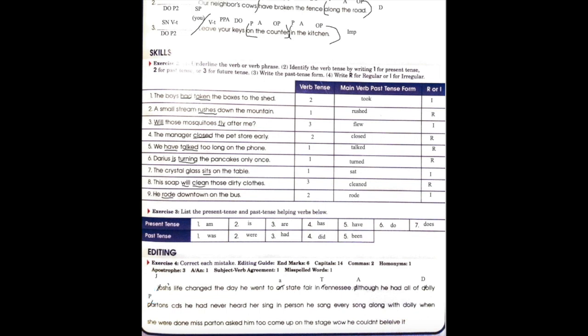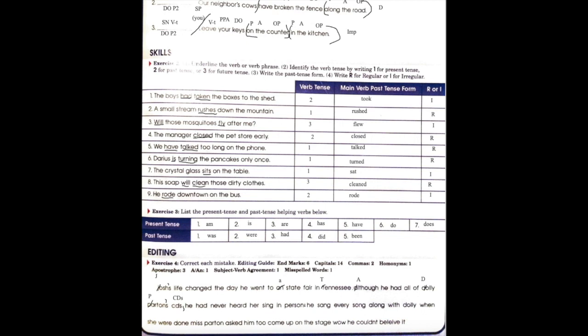Dolly Parton's, this is a possessive, so we have to put an apostrophe there. It's a possessive noun. CDs. CD should really be capitalized. You might not be used to seeing that because honestly we don't use CDs very much anymore, so this is kind of dated, but we capitalize CD. Although he had all of Dolly Parton's CDs, we need a comma after that, CDs, he had never heard her sing in person. We need a period at the end of that sentence.